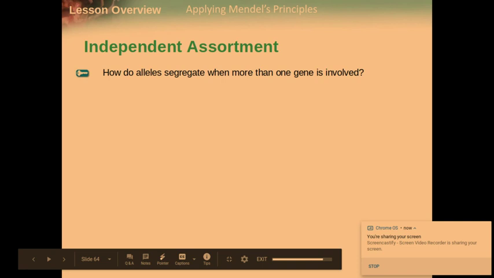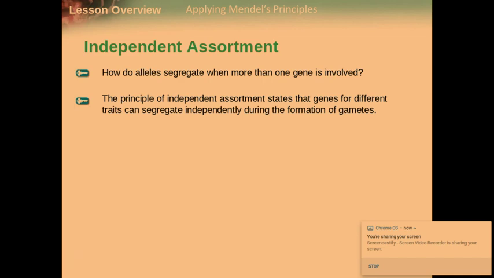So the question is, how do alleles segregate when more than one gene is involved? The principle of independent assortment states that genes for different traits can segregate independently during the formation of gametes. So they do things separately.